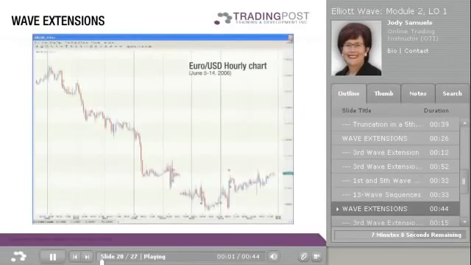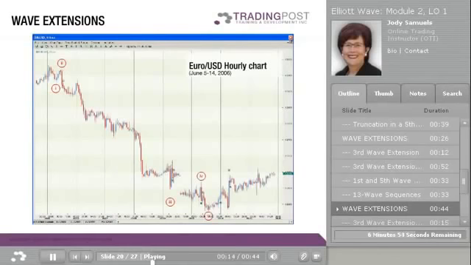This is an example of a wave extension in the Euro-USD hourly chart from June 5, 2006 to June 14, 2006. This is a 5-wave sequence that appears to go on and on. When we look at it more closely, we see it as a series of extensions. In fact, we notice that it is a 3rd-wave extension of a 3rd-wave extension with 13 subwaves.